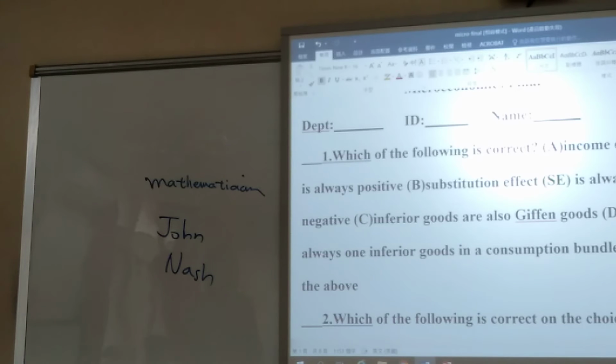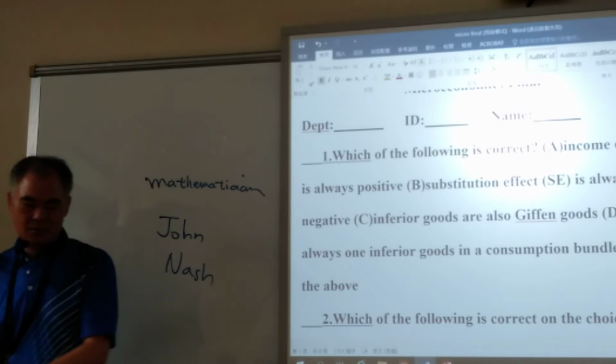And the third part, rent control. Actually, last semester we talked a little bit about it, rent control. And then the fourth part is agricultural price support. That is something that is going on in Taiwan. For example, we have an issue about eggs.